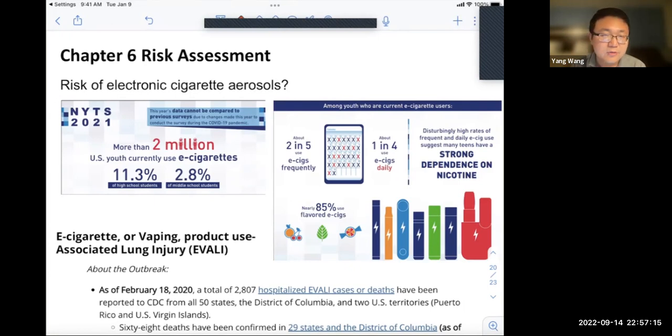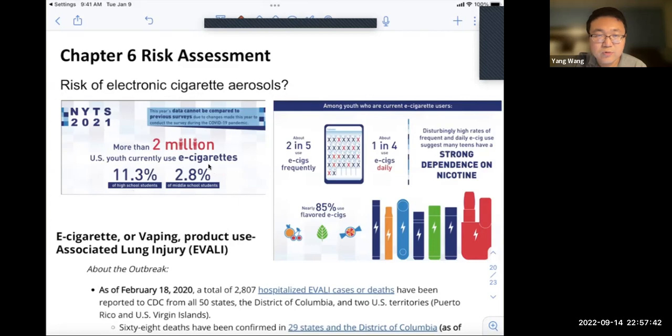Right now, based on a survey in the United States, there are more than 2 million US youth currently using e-cigarettes. For example, more than 11% of all high school students are using e-cigarettes. And even among middle school students, close to 3% of them are using these e-cigarettes.